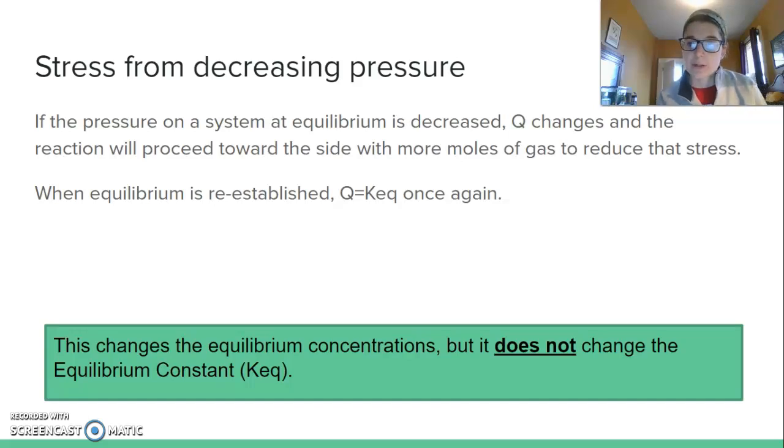If we decrease the pressure on the system, that's also a stress. So the Q will again change and the reaction will proceed toward the side with more moles of gas to reduce that stress. So if we decrease pressure, the system is going to want to increase that pressure back to equilibrium. So it's going to go towards the part of the reaction that has more moles of gas, because again, moles and pressure are directly related. When equilibrium is reestablished, Q equals KEQ again. It changes the equilibrium concentrations, but does not change the equilibrium constant, KEQ.